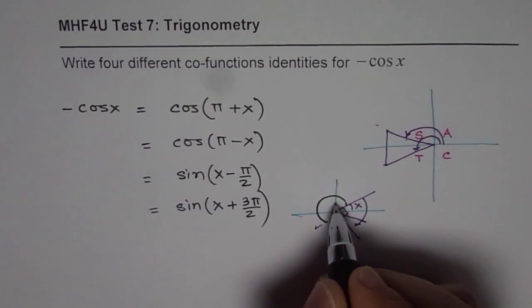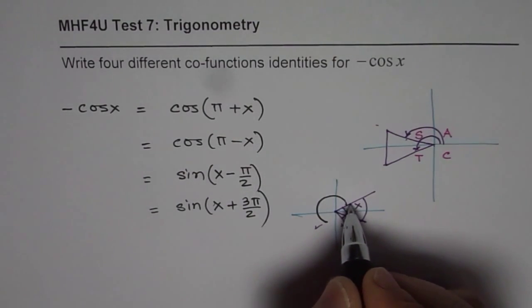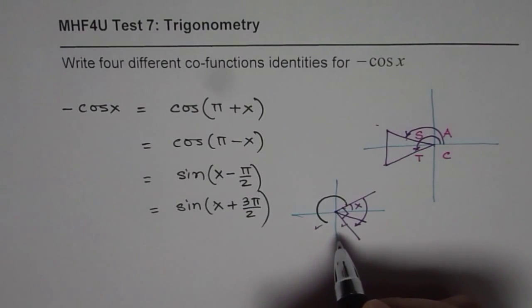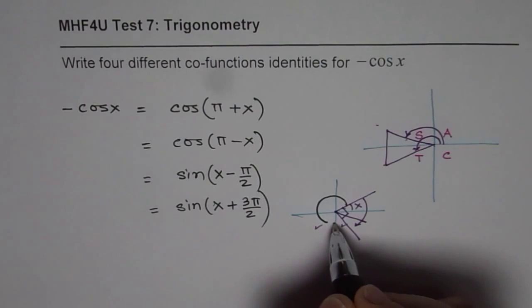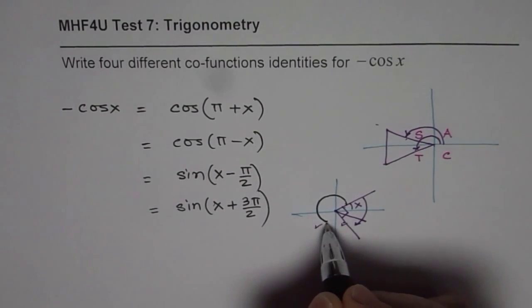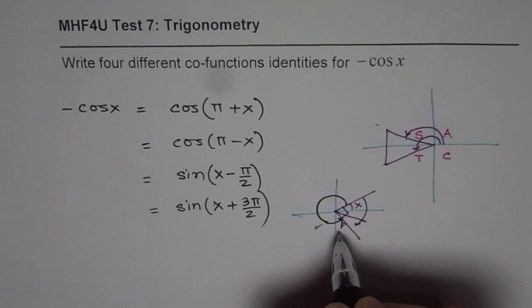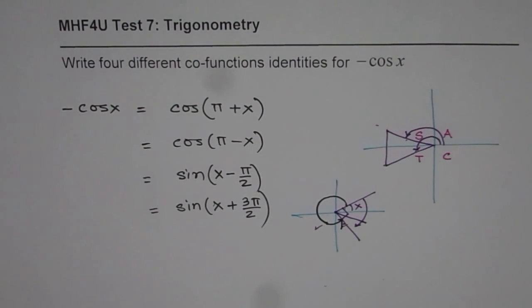So x plus 3 pi by 2: this is x, and then we move 3 pi by 2, that means by another 1 pi by 2, 2 pi by 2, and 3 pi by 2. So we land up here, back in the same position. Is that okay? So that could be a cofunction identity for the given situation.